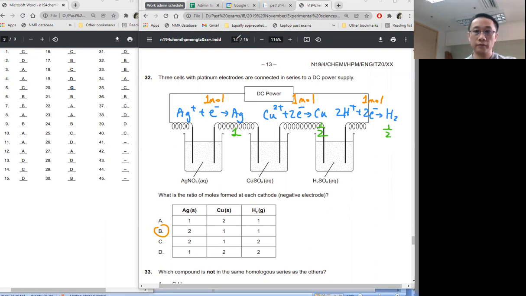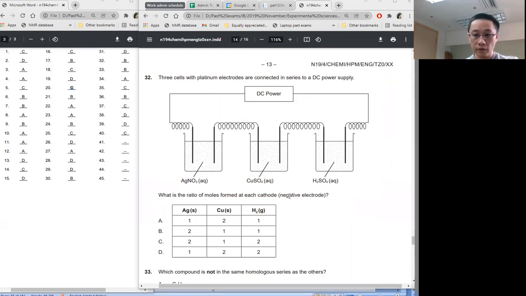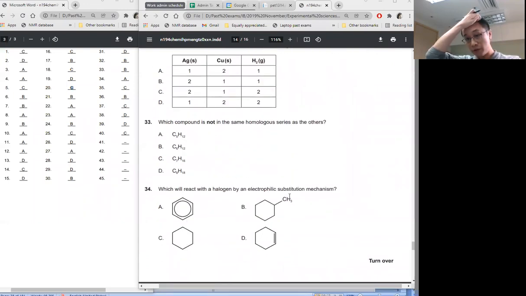Okay, moving on. Organic chemistry: which compound is not in the same homologous series as the others? You can try to recall the general formulas of some common homologous series. A, C, and D happen to be all alkanes. B has a different general formula. B satisfies CnH2n, which means that it's either an alkene or a cycloalkane, whereas the other ones all satisfy CnH2n+2. Therefore, the answer is B.